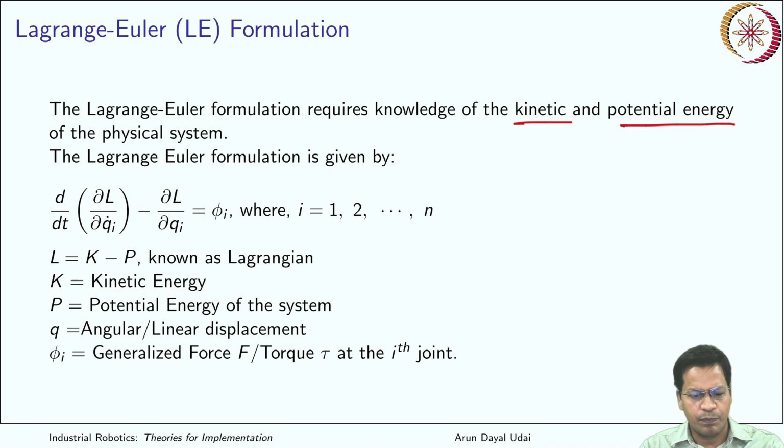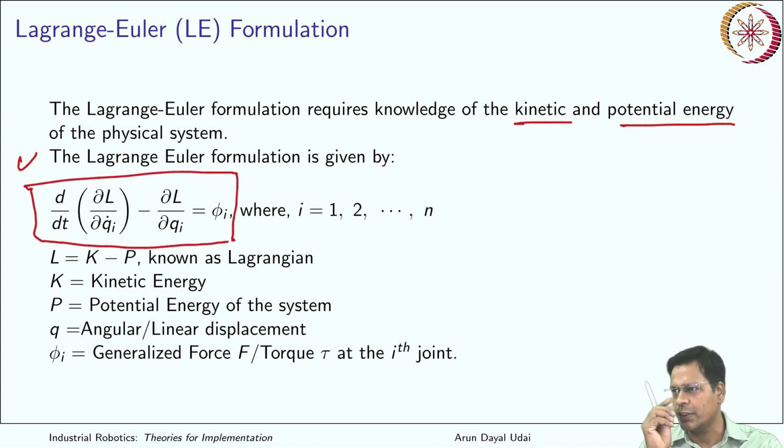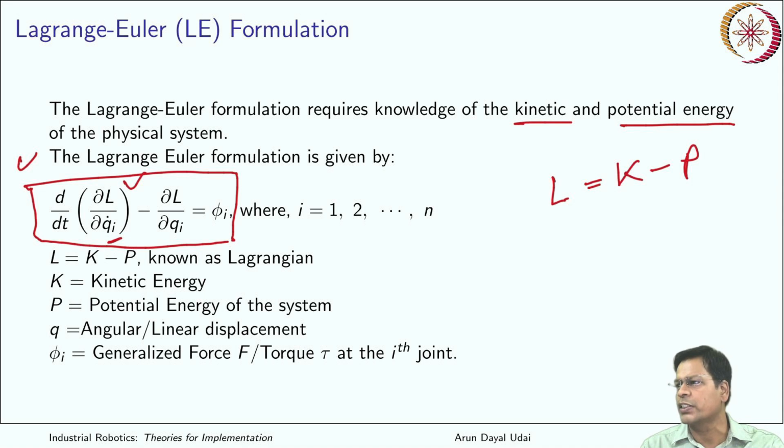The Lagrange-Euler formulation is defined by this equation, the one which is here. It is the time derivative of the partial derivative of the Lagrangian with respect to the joint variable. What are the different parameters here? L is known as the Lagrangian. What is that? It is the kinetic energy minus the potential energy of the system. That is known as the Lagrangian, which is here.